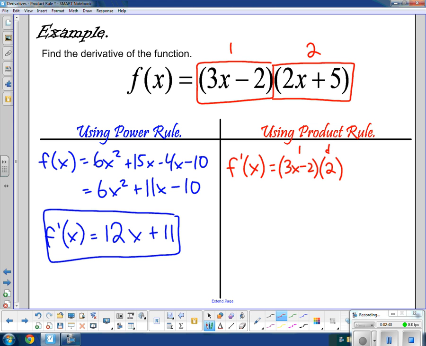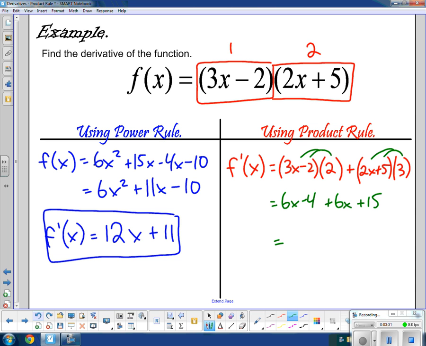Here's 1d2. Then I need to do plus 2, my second function, 2x plus 5, d1. The derivative of 3x is 3, derivative of negative 2 is 0, and that goes away. So again, we have 1 d2 plus 2 d1. Now, in order to make sense of this and make sure that we can see that these are in fact the same thing, all I'm going to do is distribute out this idea. I'm going to multiply my 2 by both pieces and get 6x minus 4. I'm going to distribute this 3 to both pieces and get plus 6x plus 15.